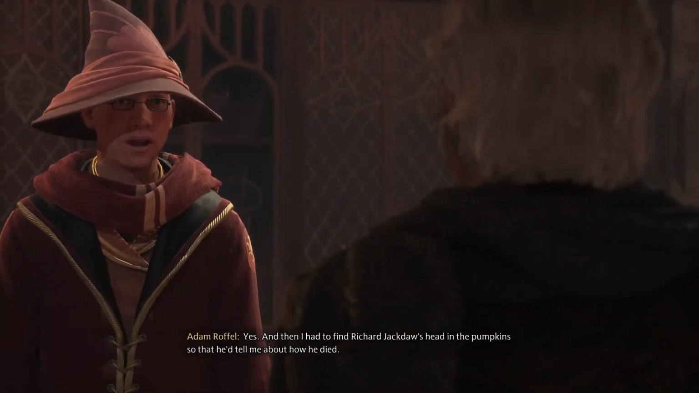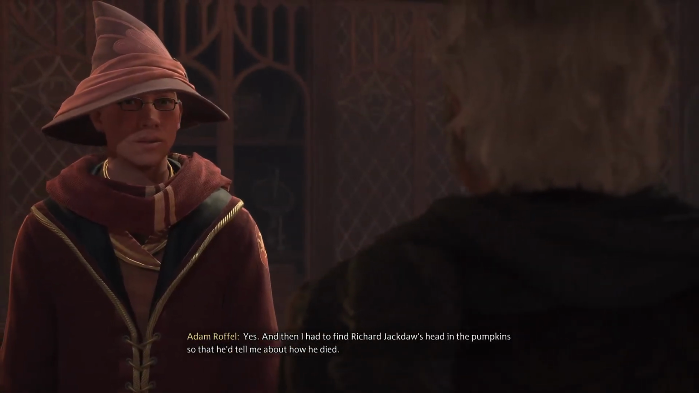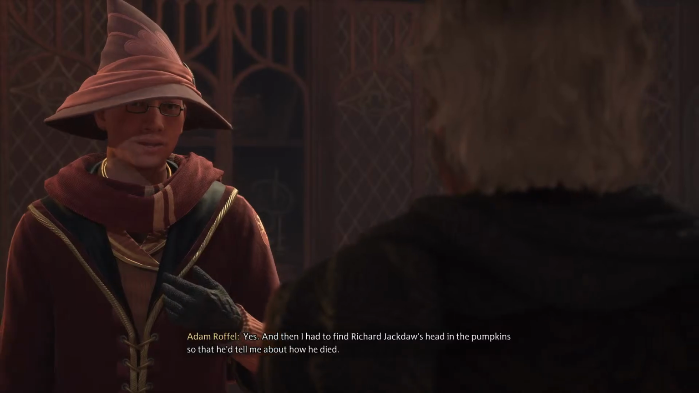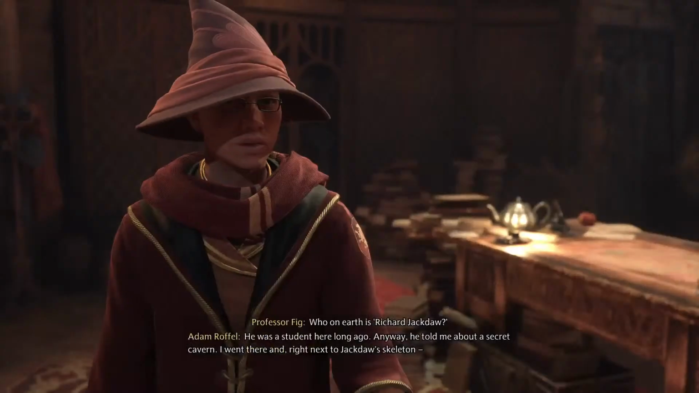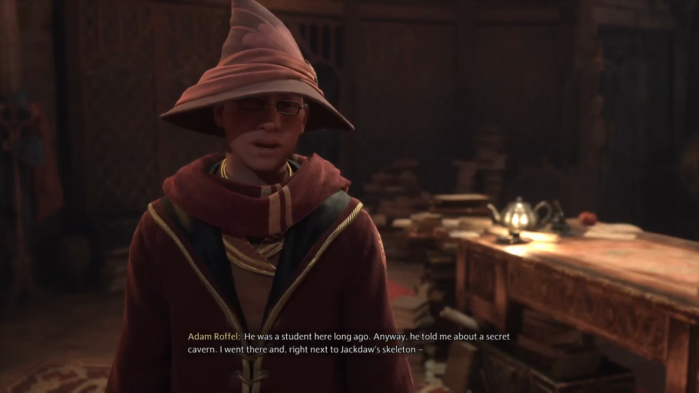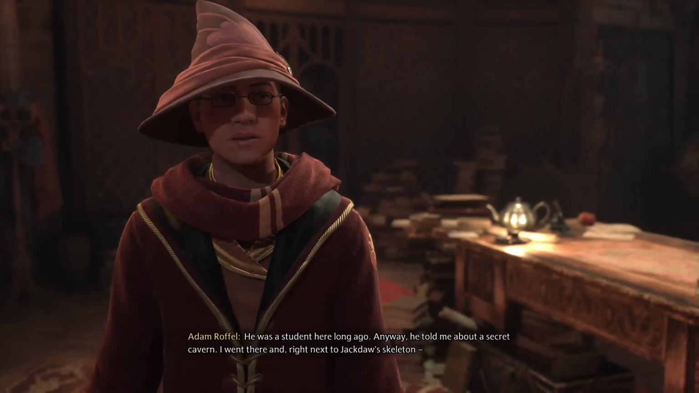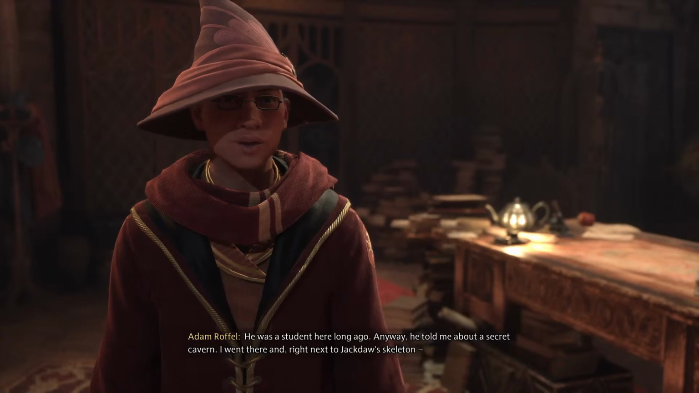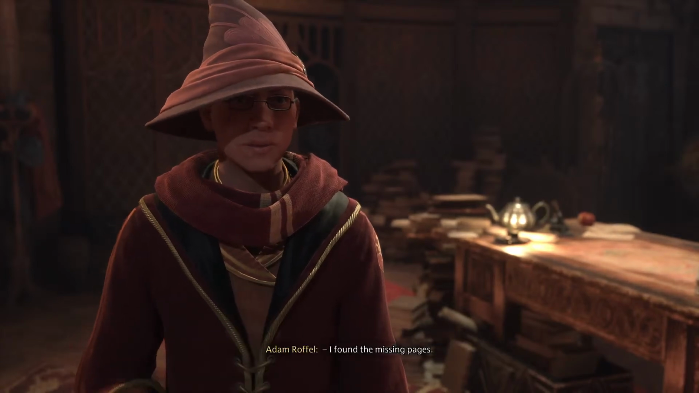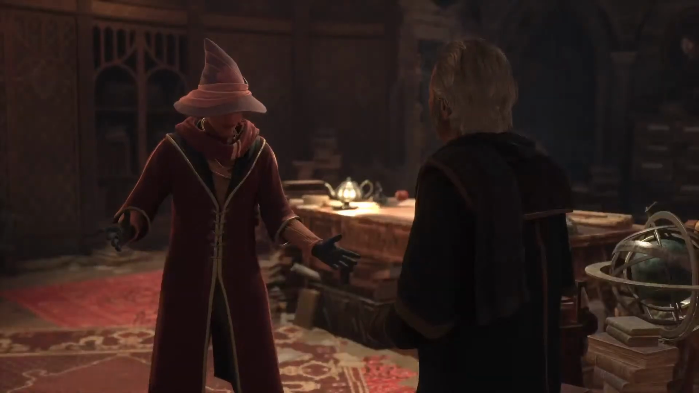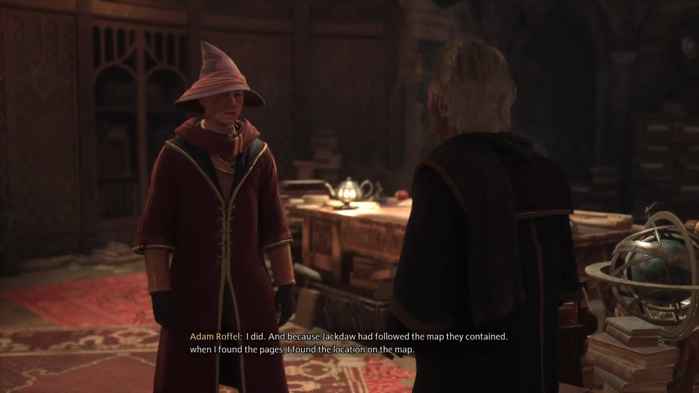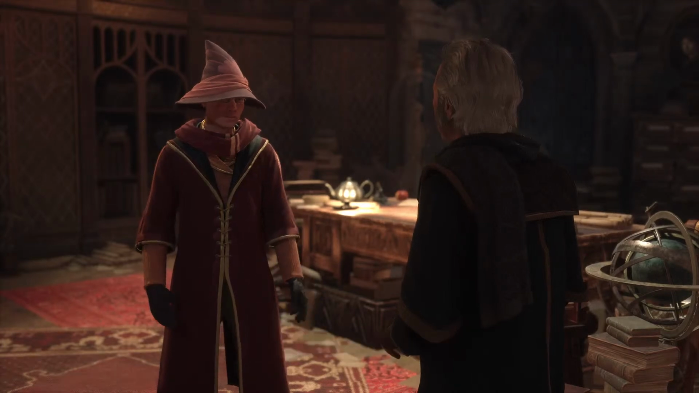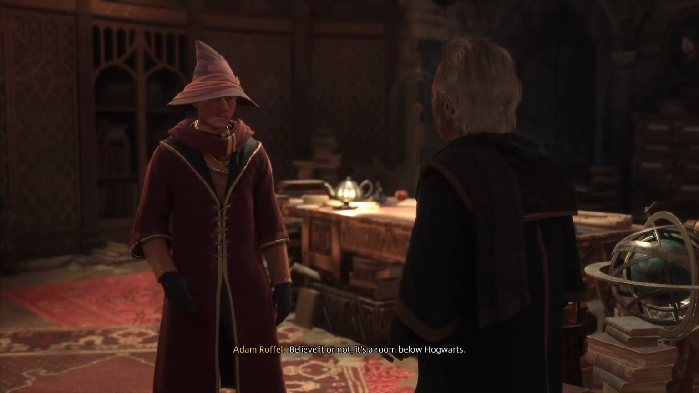And then I had to find Richard Jackdaw's head in the pumpkins so that he'd tell me about how he died. Who on earth is Richard Jackdaw? He was a student here long ago. Anyway, he told me about a secret cavern. I went there, and right next to Jackdaw's skeleton, I found the missing pages. You found the pages? I did. And because Jackdaw had followed the map they contained, when I found the pages, I found the location on the map. Believe it or not, it's a room below Hogwarts.